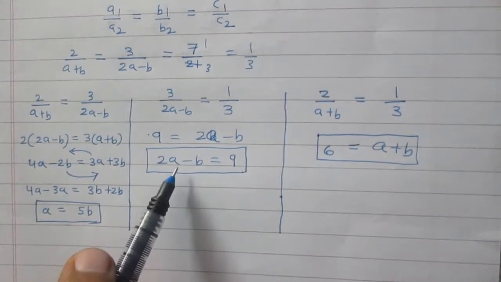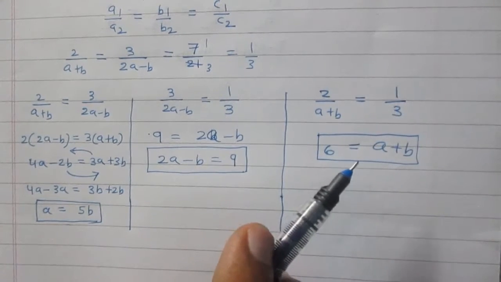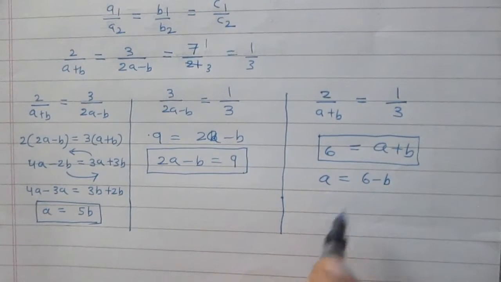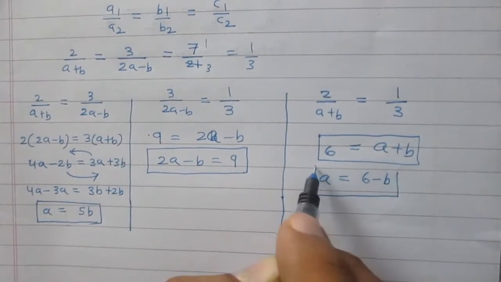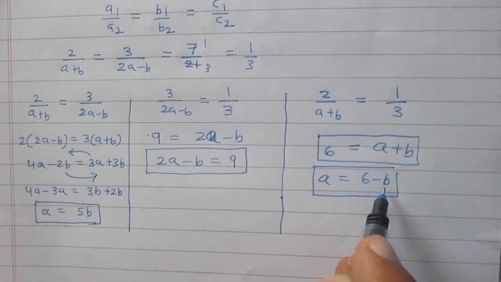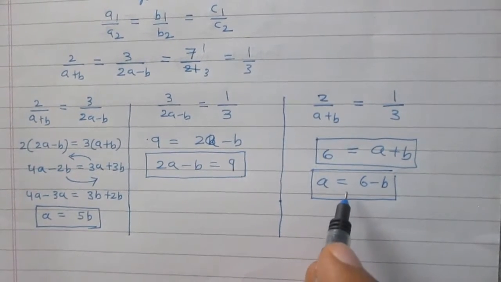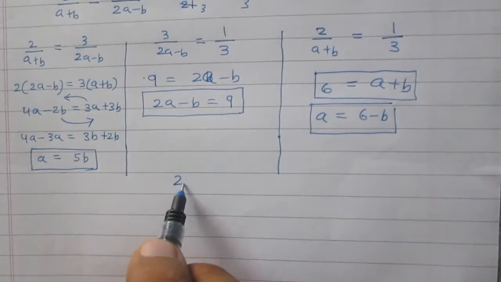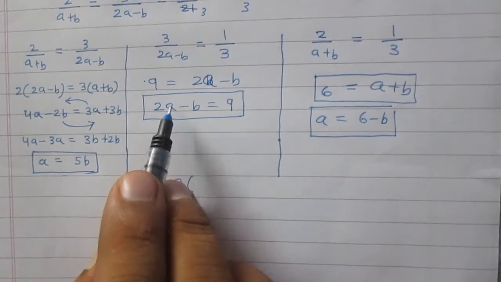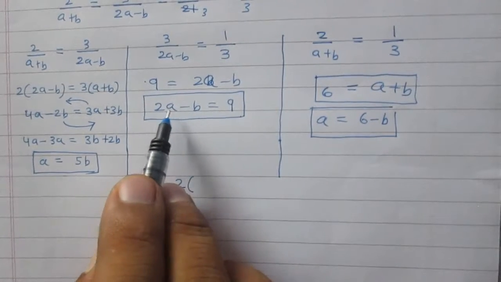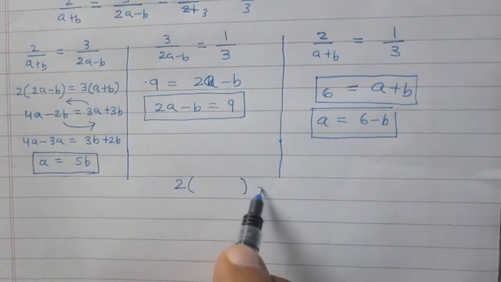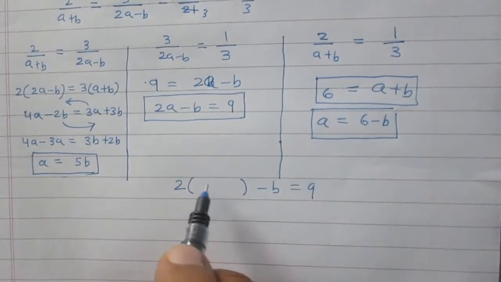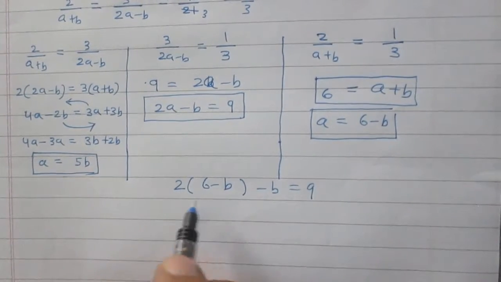Here the two variables are a and b. According to the third situation, we can say that a is equal to 6 minus b. So the value of a in terms of b is 6 minus b. So we can substitute this value of a here. After substitution, we will get, according to the second situation, twice of a minus b is equal to 9. So the value of a is substituted as 6 minus b.